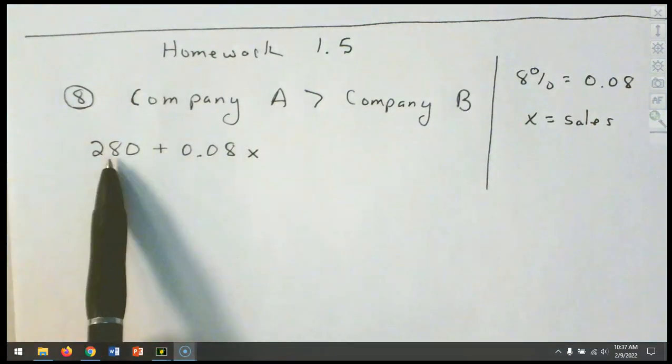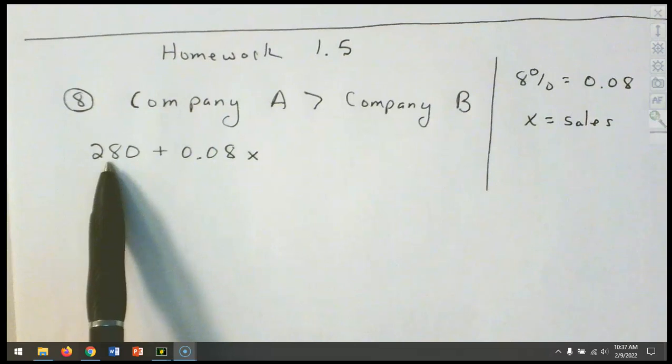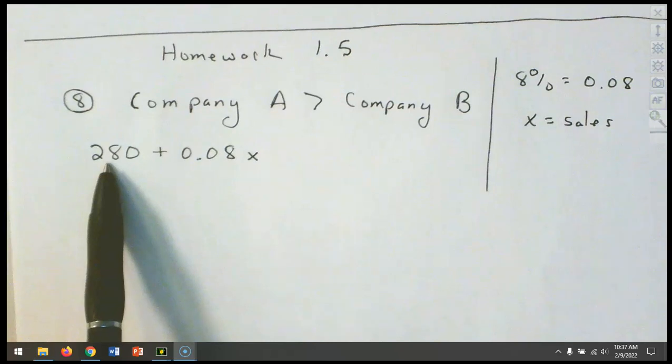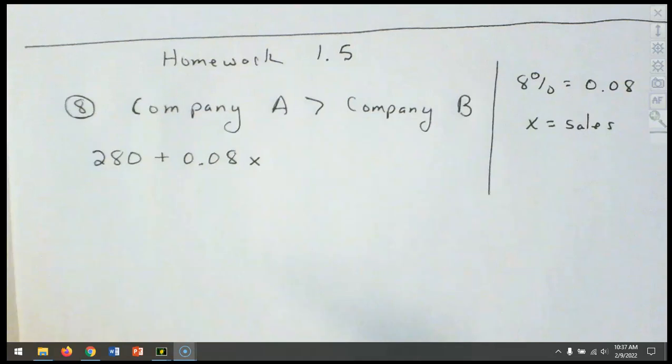Now, if I don't make any sales, I get 280. So that's going to be my base pay. If I sell no cars, maybe I'm a car salesman. If I don't sell any cars, I'm guaranteed at least 280. The more I sell, the more money I make.